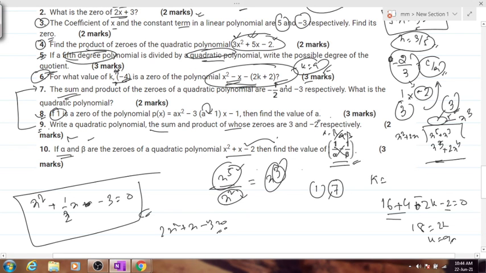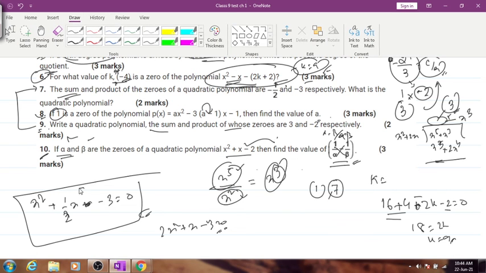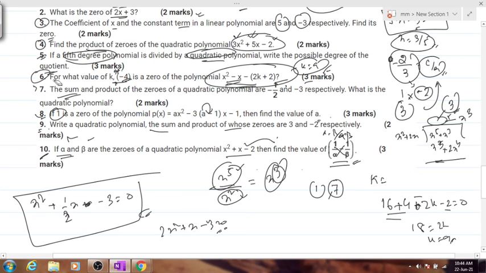Is it clear? How much is the answer for question number 10? Sir, 3 by 2.